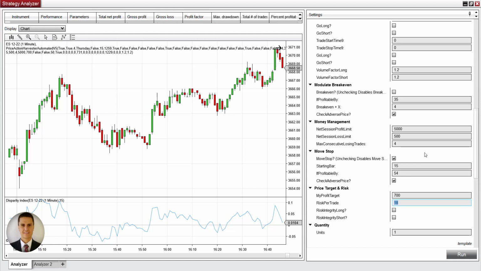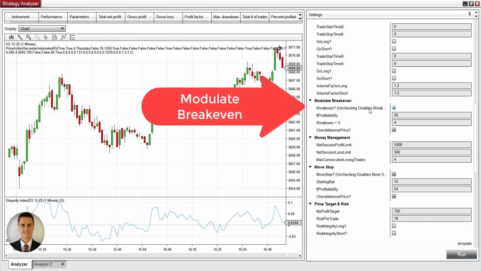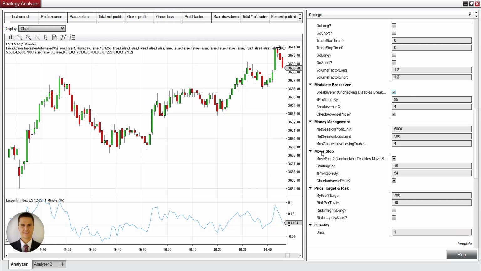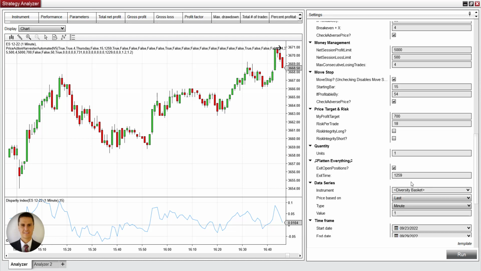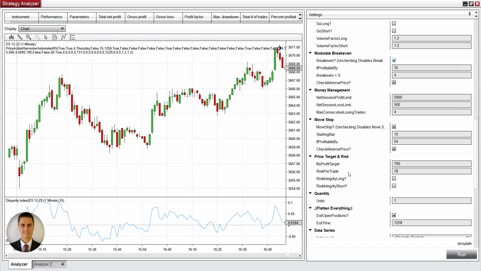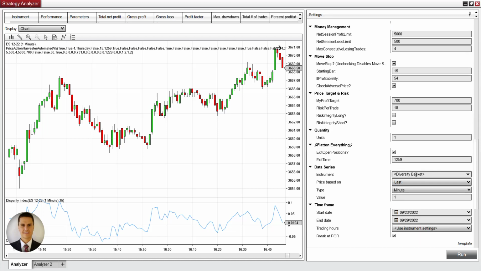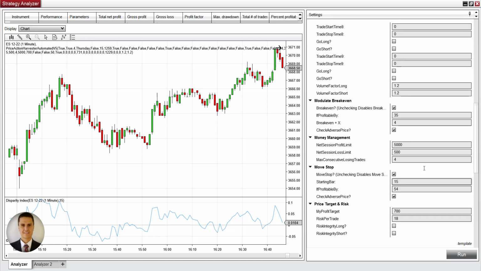So in yesterday's video, I did not discuss modulate break even, and I did not discuss move stop. In yesterday's example, it was just price target, risk per trade, flatten everything. Those were the exits in essence. The exit was either we hit the profit target, we hit the stop, or we get flattened out at 12:59. Again, I'm in Los Angeles, so these are all Pacific Standard Time. So I have the exit here at 1 minute before RTH close. Of course, all these fields are editable. This is a self-directed system.